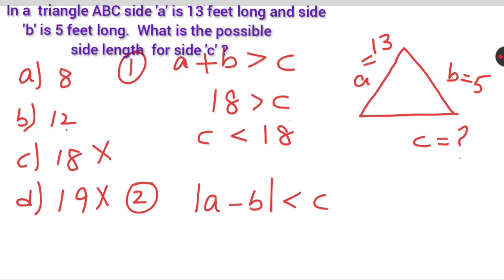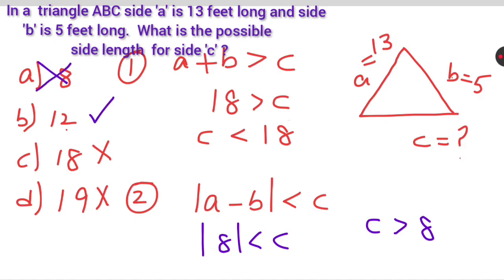Let's go and check the second condition. Here the A value is 13, the B value is 5. So 13 minus 5 gives 8. So according to the second condition, we can say that the C value is greater than 8. Not 8, not below 8. It is greater than 8. So that's why option A is incorrect. Only option B is correct. So like that, using this theorem, we can find the correct option. That's it.